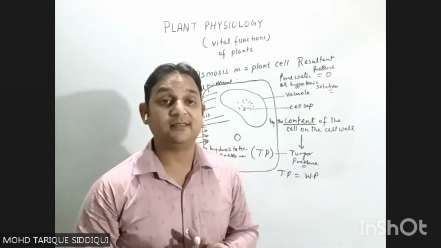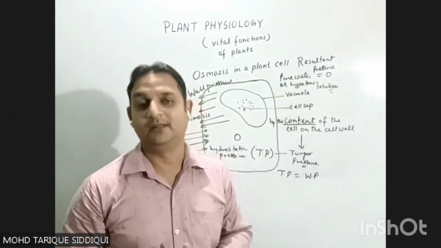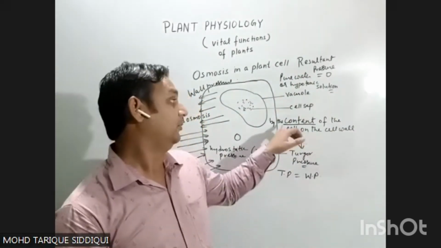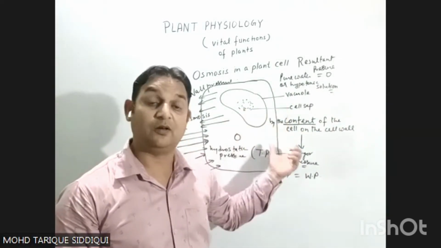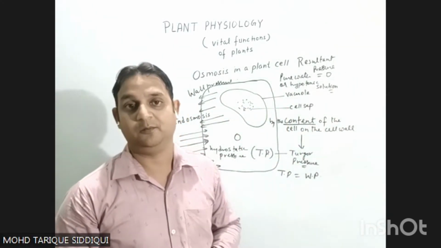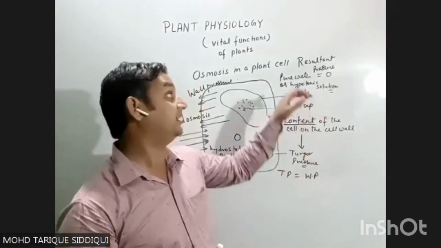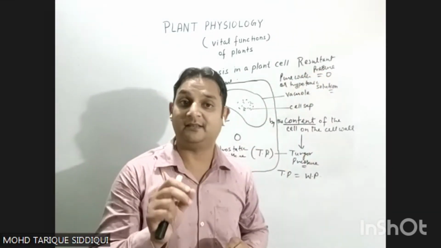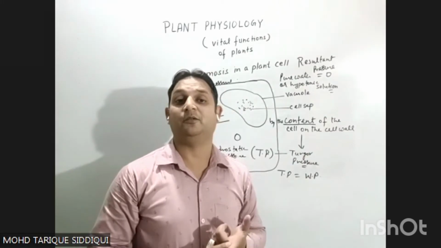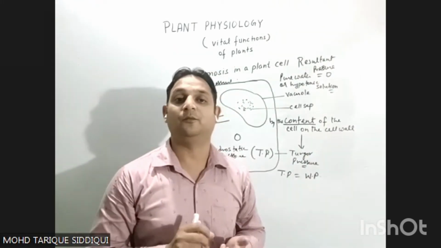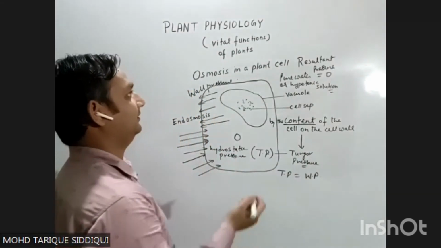You simply write the answer there. When the plant cell is placed in pure water or hypotonic solution, the turgor pressure is applied by the content of the cell on the cell wall, and the wall pressure is applied on the content of the cell. Both are equal in magnitude but opposite in direction. So the resultant pressure on the cell wall is zero. So the cell wall does not burst and the plant cell does not burst when they are placed in pure water or hypotonic solution.